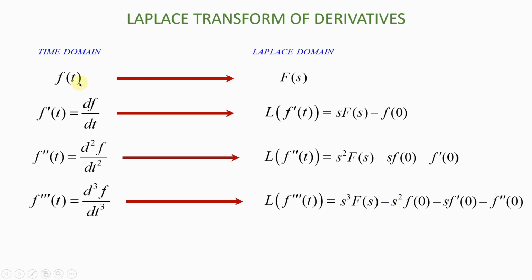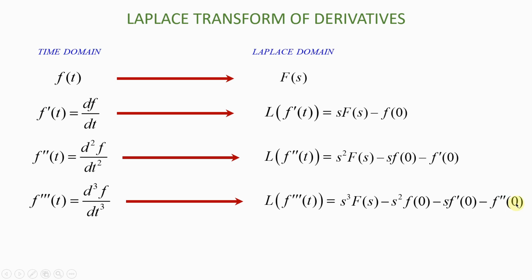F(s), I repeat, is the Laplace transform of f(t). f(0) here is the value you get when you replace t by 0, or when time is equal to 0. Okay, so f(0) is what you will get when you replace time by 0 or t by 0 in the expression for f(t). That's f(0). f prime of 0 is what you will get if you replace t by 0 in the expression for f prime t. Okay, the first derivative of f with respect to t.